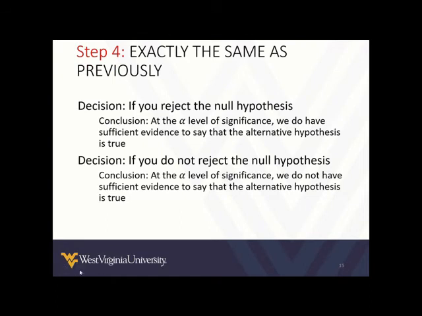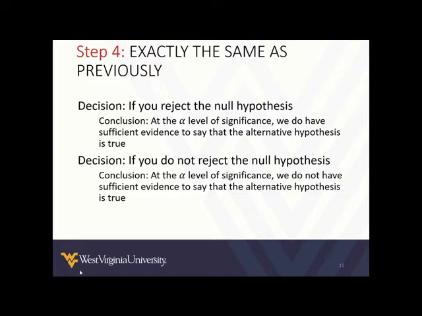And our step four is going to be the exact same. It is consistent. If we reject the null hypothesis, then at the alpha level of significance, we do have sufficient evidence to say that the alternative hypothesis is true. And if we do not reject the null hypothesis, then we can say that at the alpha level of significance, we do not have sufficient evidence to say that the alternative hypothesis is true.